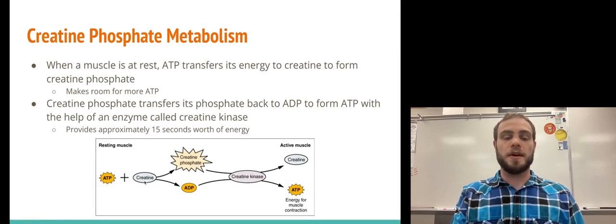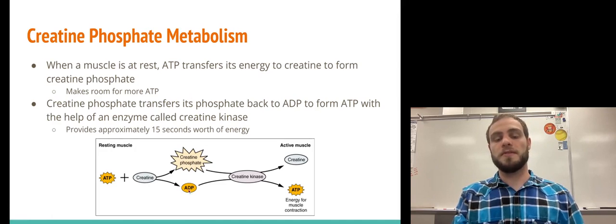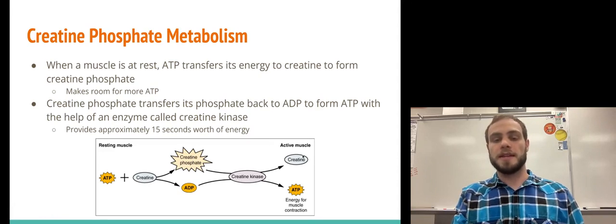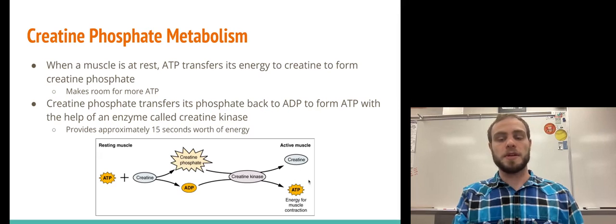So here you can see the diagram going from ATP and creatine, that phosphate molecule getting transferred to creatine to form creatine phosphate, and leaving ATP to become ADP. Remember, this goes from 3 phosphate molecules to 2 phosphate molecules because that third one is located on creatine phosphate. And then with the help of that enzyme, creatine kinase, it goes back to creatine and you have your ATP available.